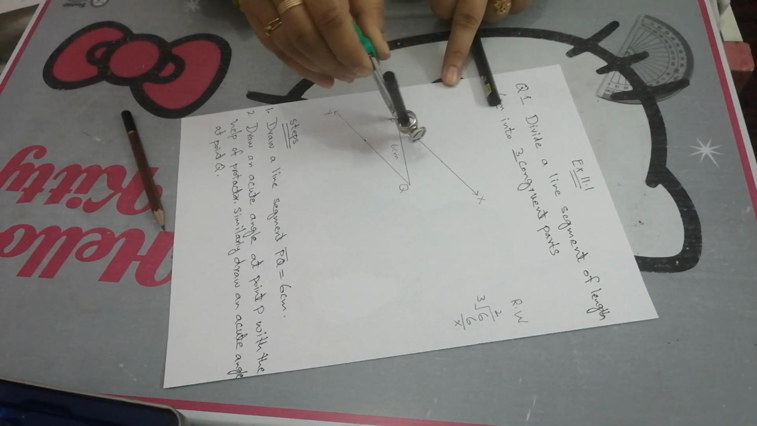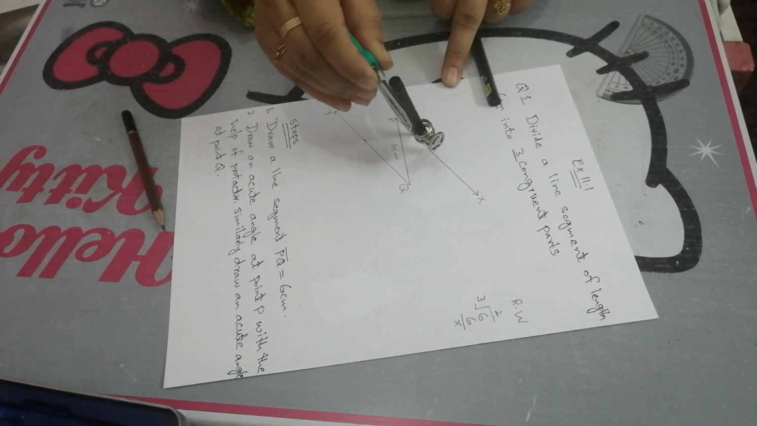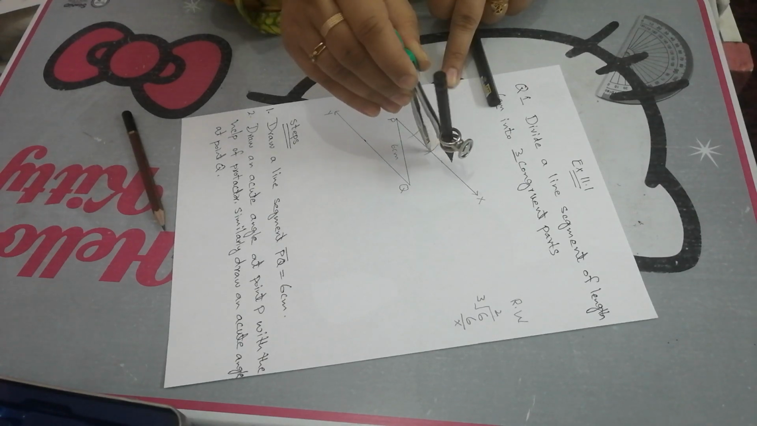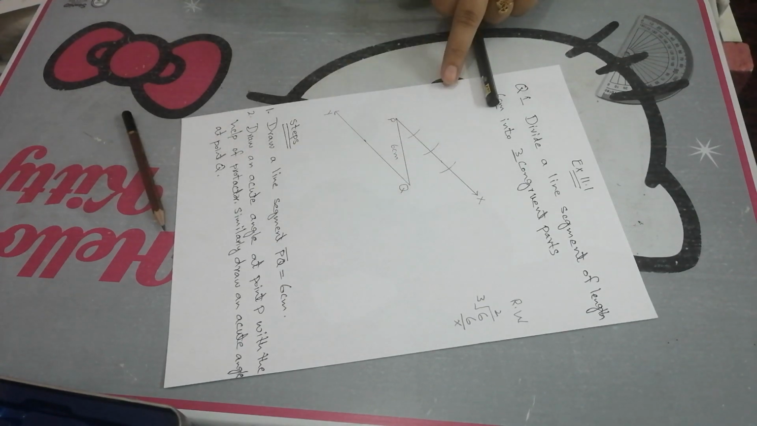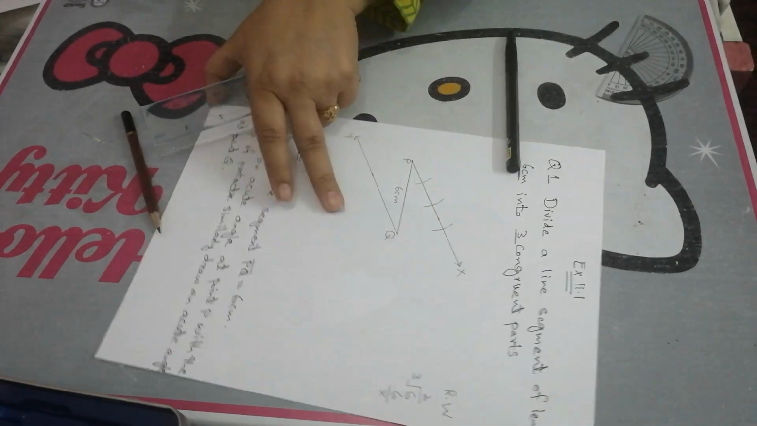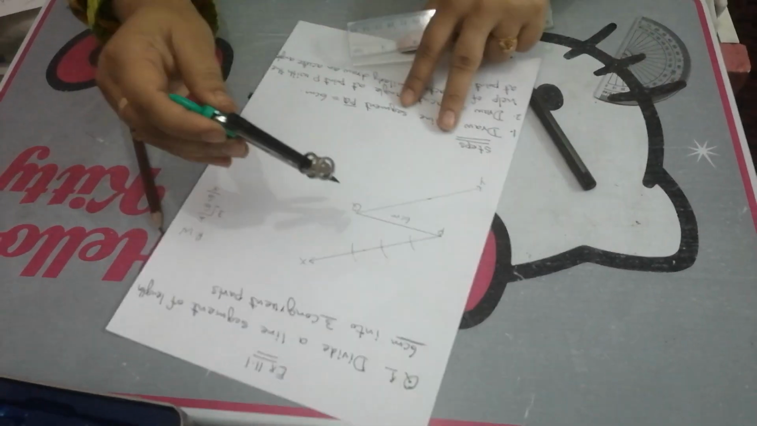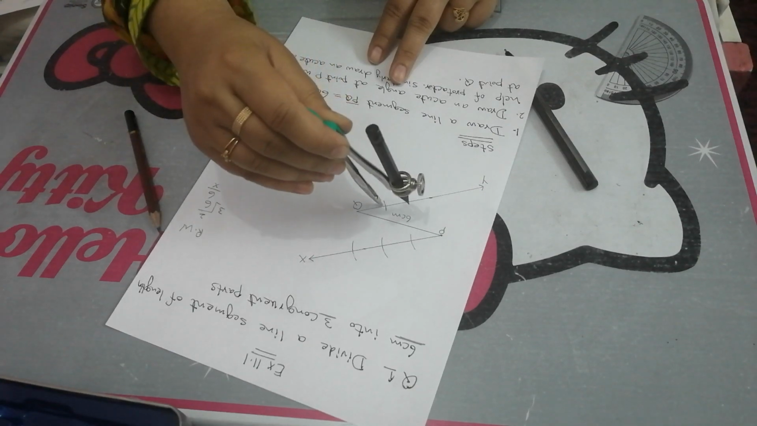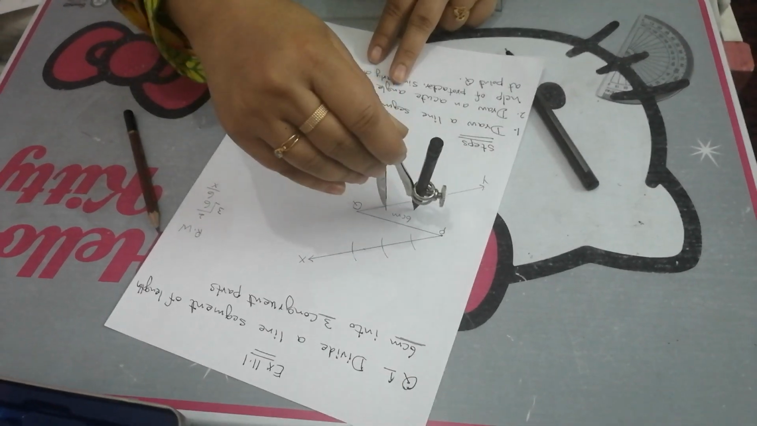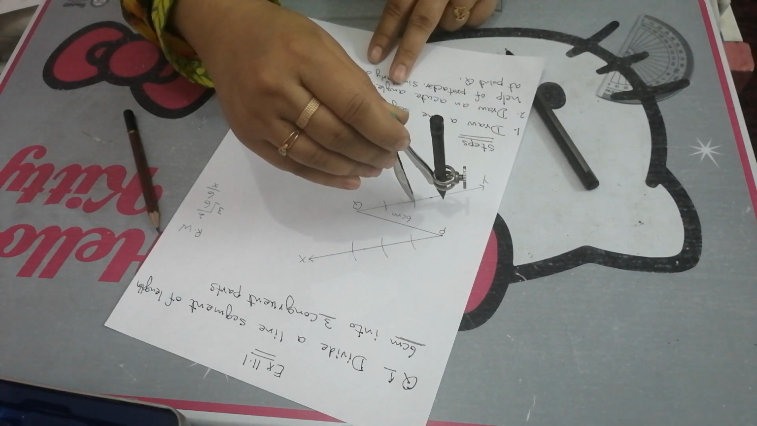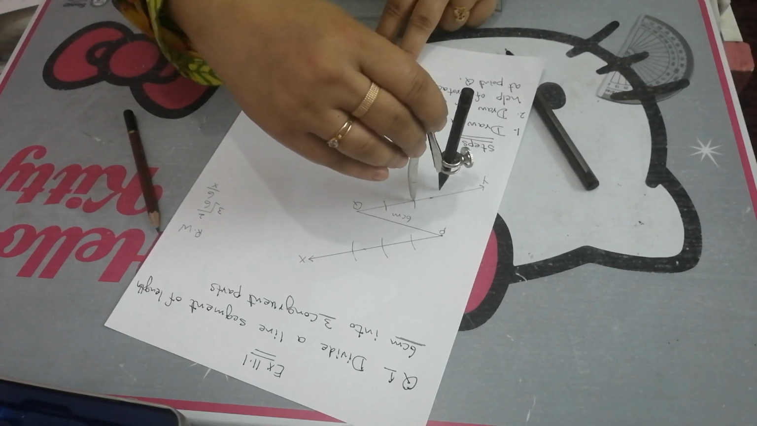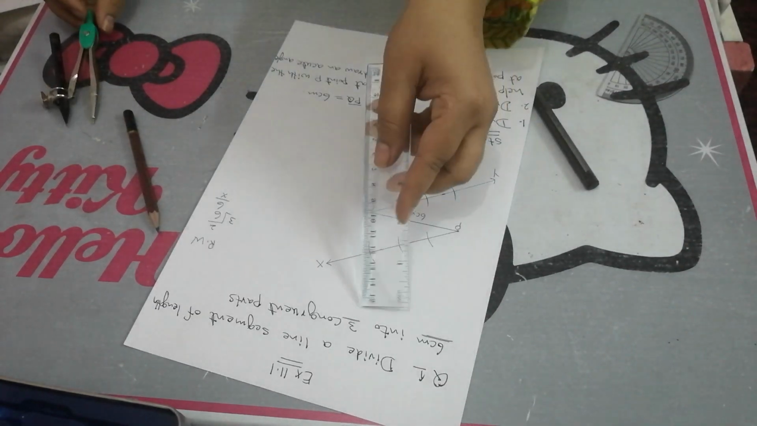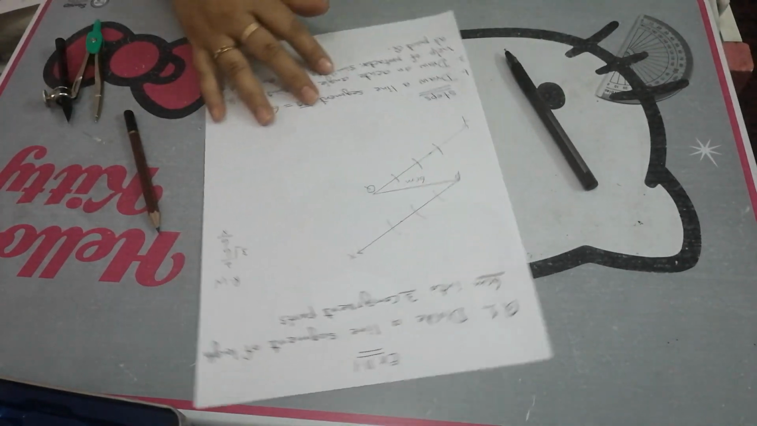So 3 arcs. This is the first arc. You put your compass on that arc. This is the second arc. And this one is the third arc. The same process you repeat in the downward direction from point Q: 1, 2, and then 3. You have to draw 3 arcs because you have been given 3 congruent parts.